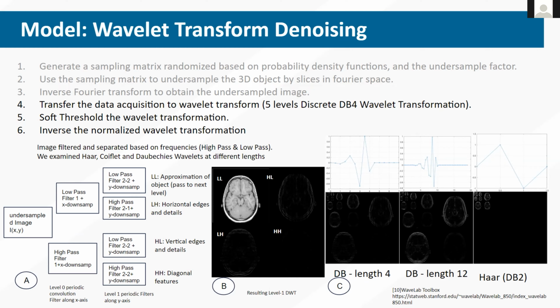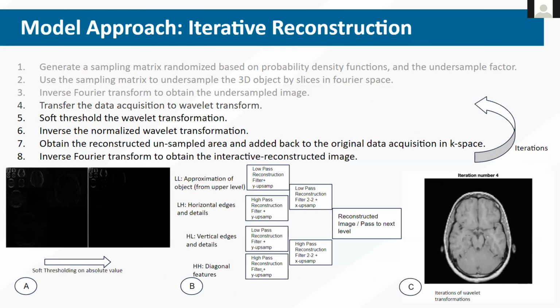Coming to figure C, we tried DB12, which has longer length than DB4. Therefore, the periodic convolution is smoother, and you can see more edges and features in the high pass filter area. Haar filter is a special case that is the discontinuous wavelet, and we also examined this wavelet in our Matlab code.